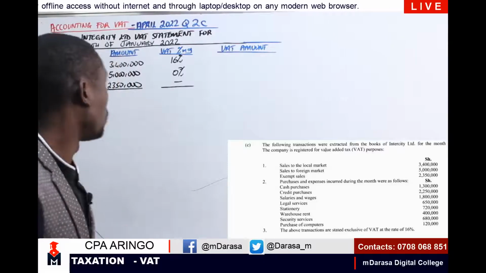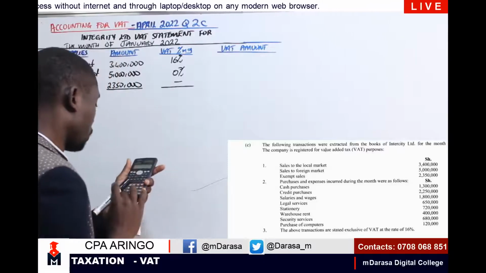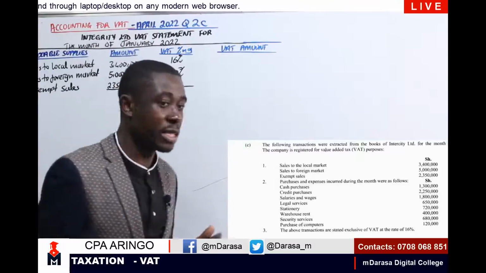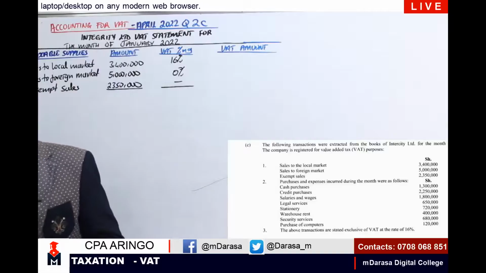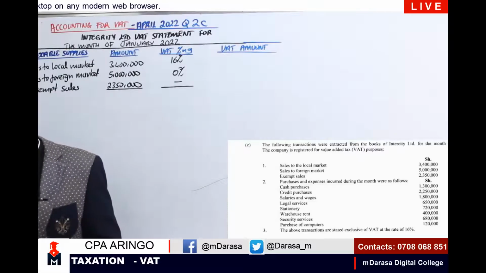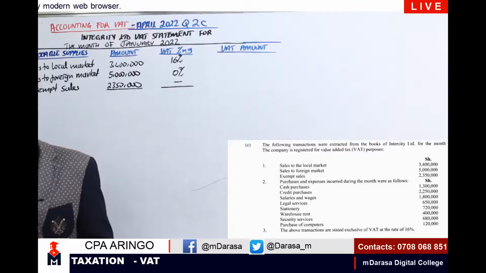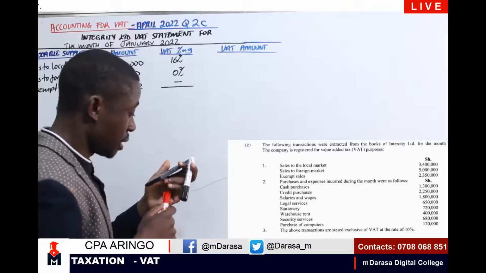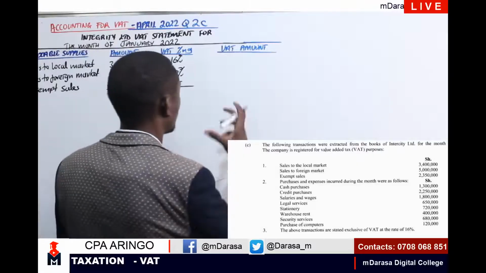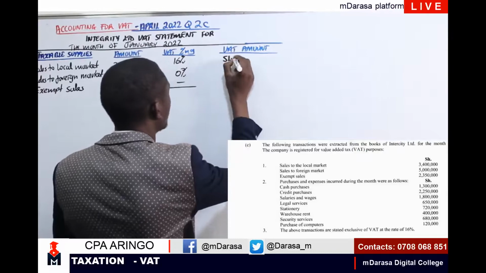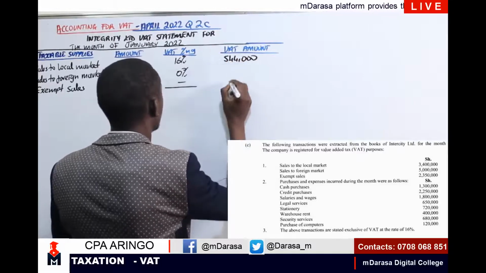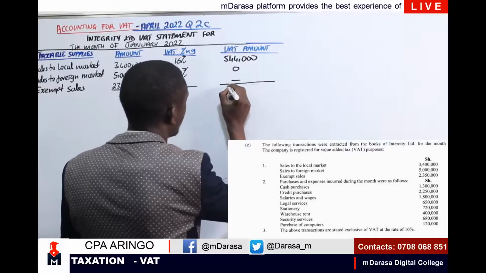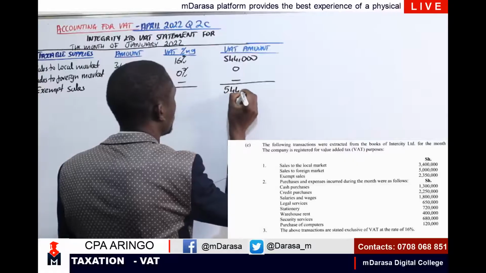So therefore, determining our VAT here, I should be talking of 3.4 times 0.16. What are we told? Our figures, are they inclusive or exclusive of VAT? You're told that our figures here are exclusive of VAT. So therefore, having 3.4 times 16%, that should give me 544,000. This one should give us 0, a dash. So basically my output, I'm having 544,000.